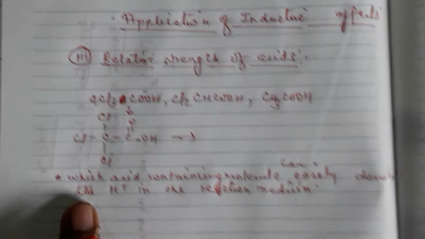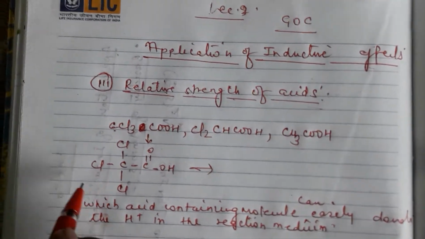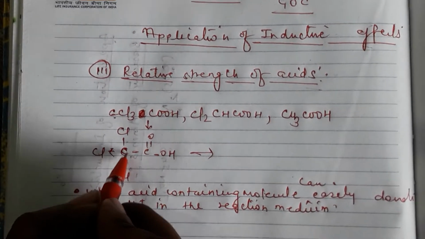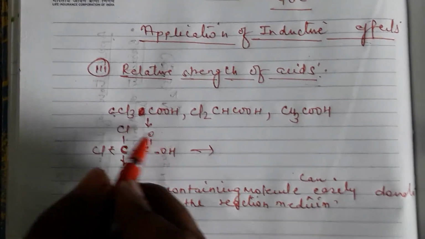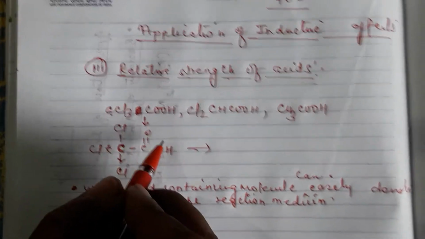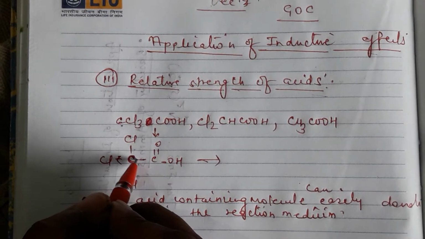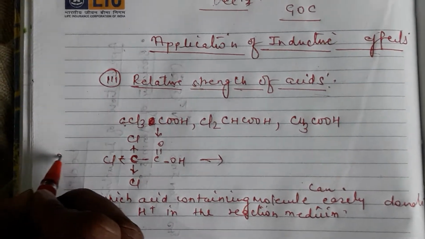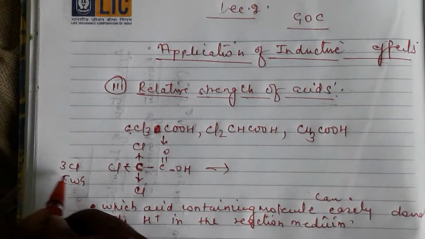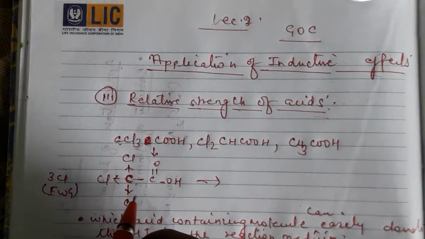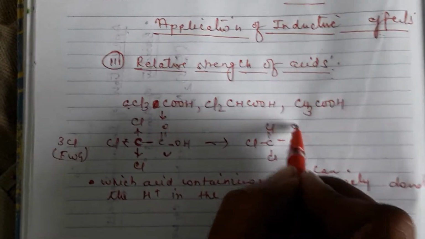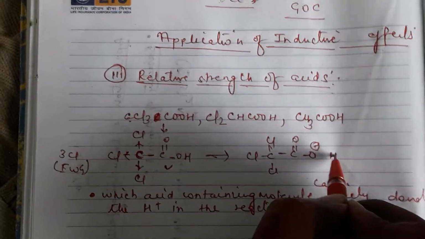Now I will describe the relative strength of this molecule. Here the chlorine is electron withdrawing, meaning it attracts electrons from this carbon, the carboxylate ion, where electron density is much higher. So electrons will be transferred from this carbon toward the chlorines. Since 3 Cl are present and they are electron withdrawing, if you break this molecule it breaks into the carboxylate anion and H plus in the reaction medium.